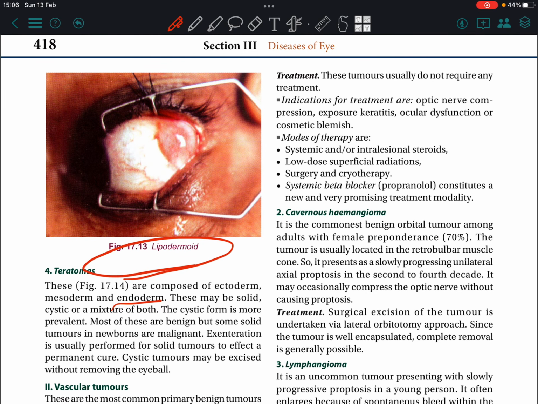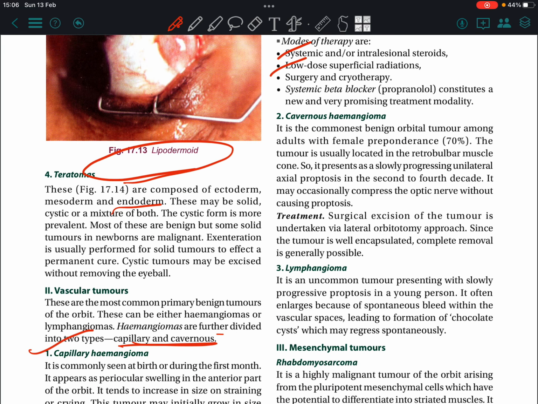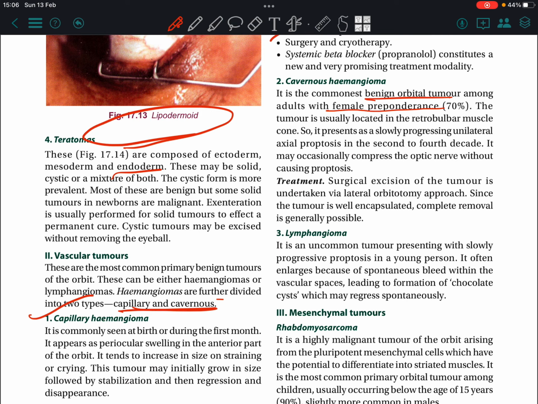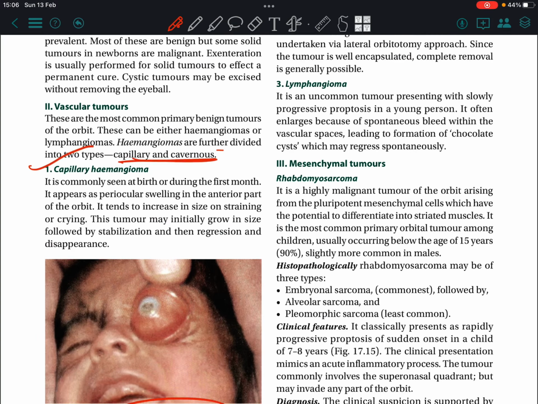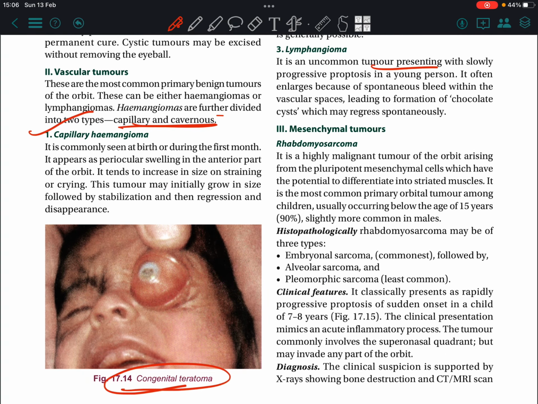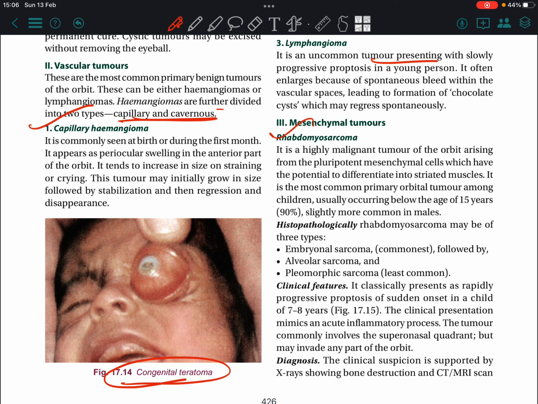Treatment: these tumors usually do not require any treatment. Systemic steroids should be given. Cavernous hemangioma is the commonest benign orbital tumor among adults, with female preponderance. Lymphangioma, an uncommon tumor. Mesenchymal: rhabdomyosarcoma is a highly malignant tumor of the orbit arising from pluripotent mesenchymal cells.